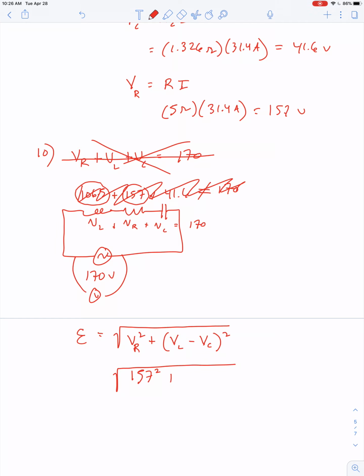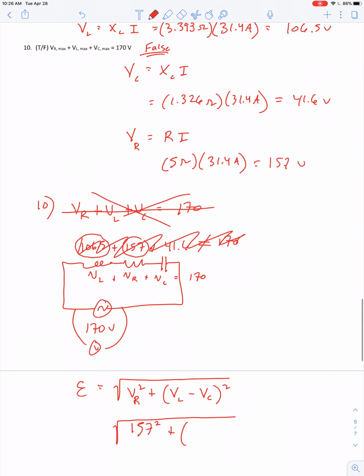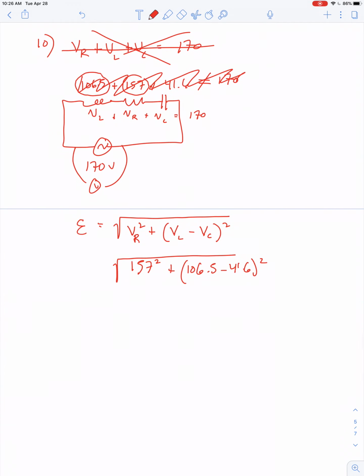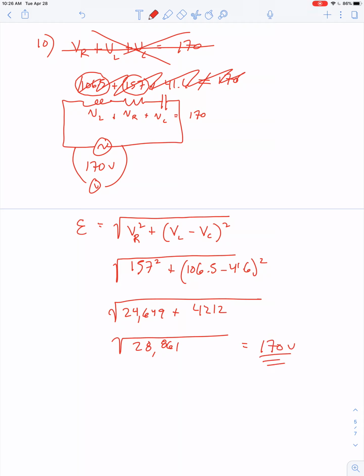157 squared plus the difference between 106.5 and 41.6 quantity squared. Grab a calculator, let's see what you get. 106.5 minus 41.6 squared is equal to 4,212. 157 squared is equal to 24,649. So we need to take the square root of 28,861. And sure enough, that's equal to 170 volts.